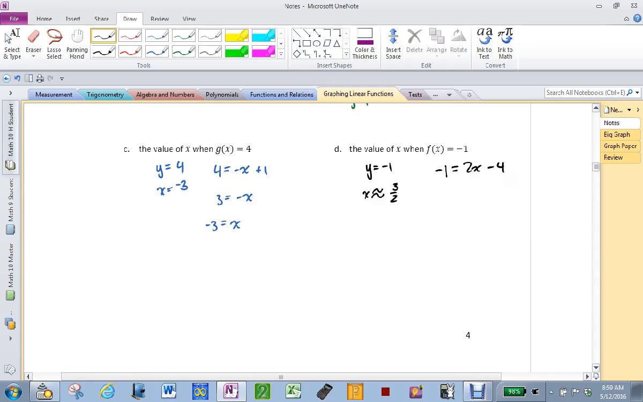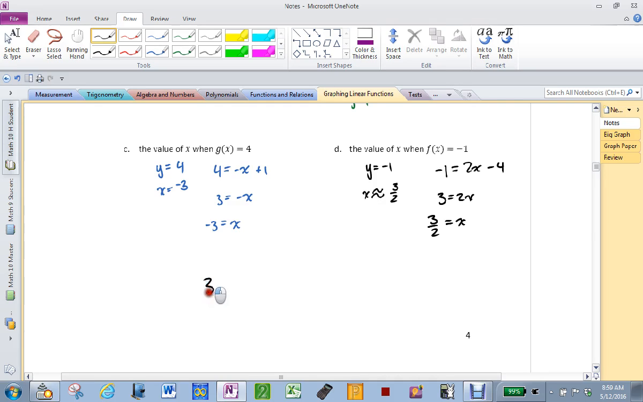Agreed? Solve. What do I do to get rid of plus 4? Add 4 to both sides, so it's 3 equals 2x, divide by 2, x equals 3 halves. So we were absolutely right. Is everybody good? Yeah. Everybody's good?